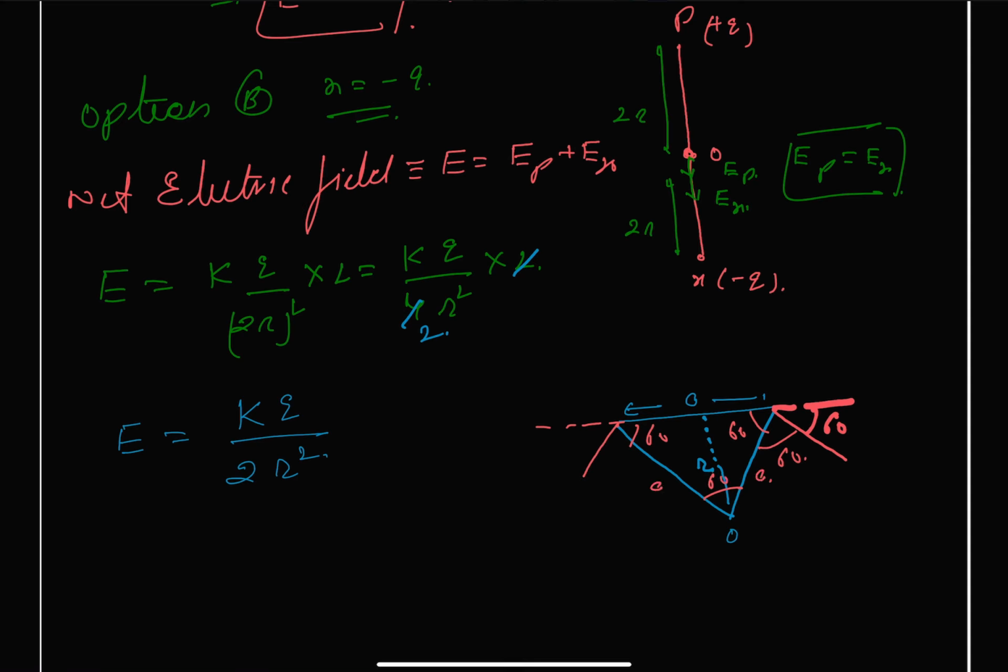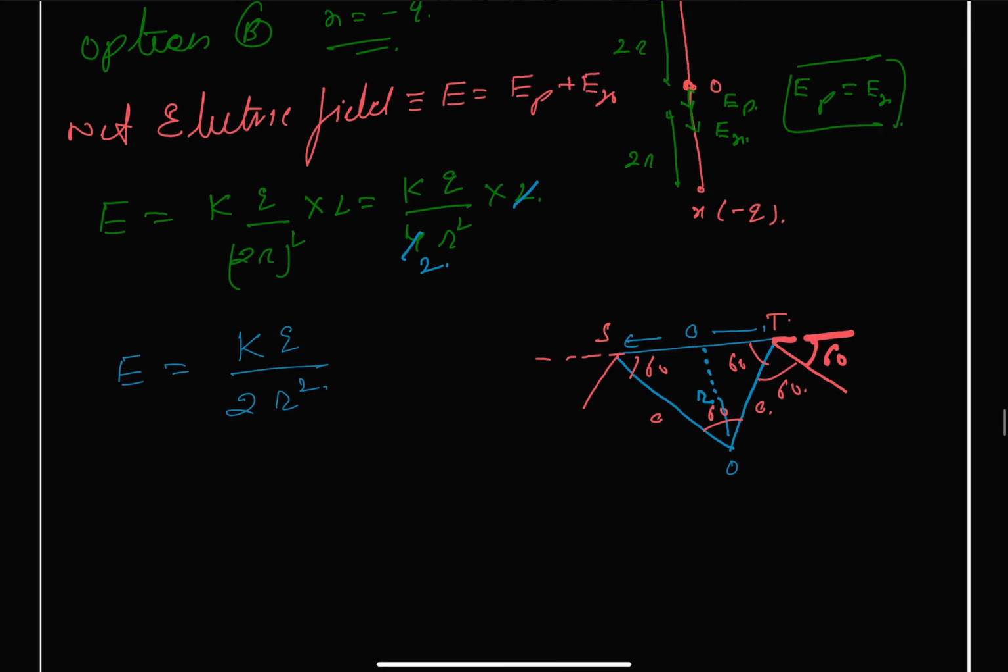Let us call this O, this S and this T. So we can say that triangle STO is equilateral with each side equal to A.